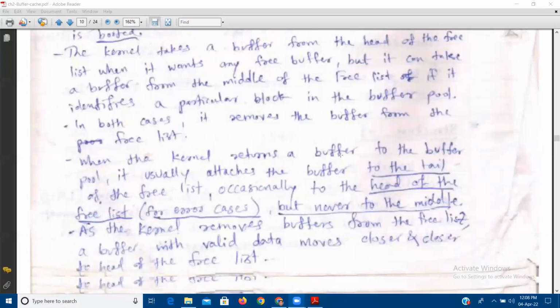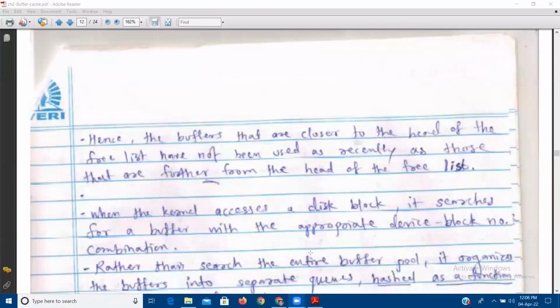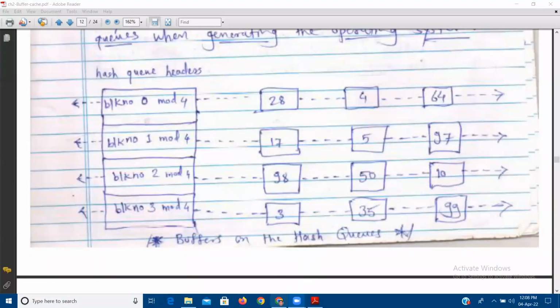Okay, so now draw this diagram. This is the second diagram, buffers on hash queue. Draw this diagram, draw carefully the pointers. We have used dotted lines for the pointers. So which types of buffers are kept on hash queue?